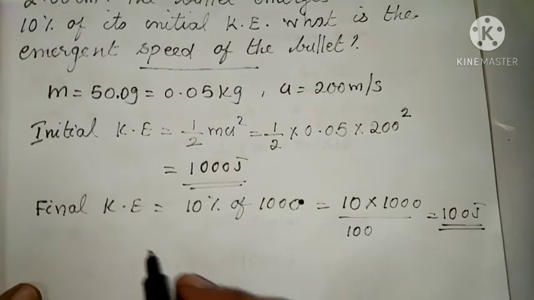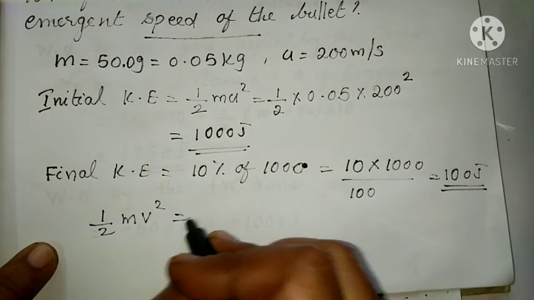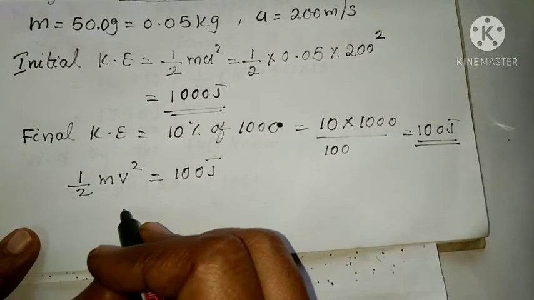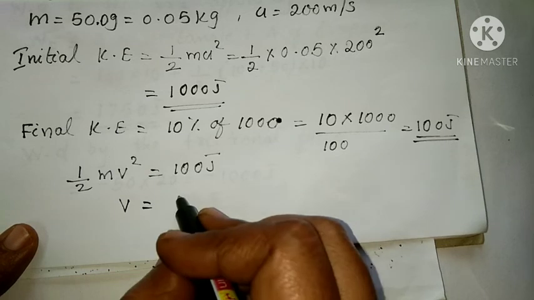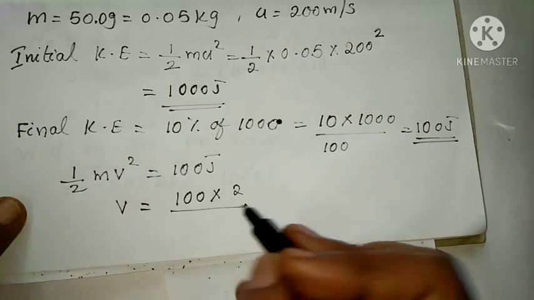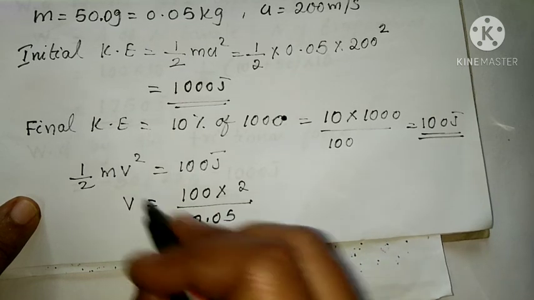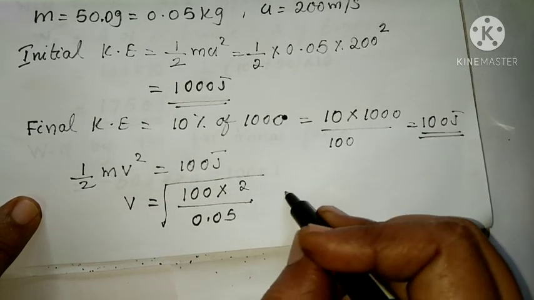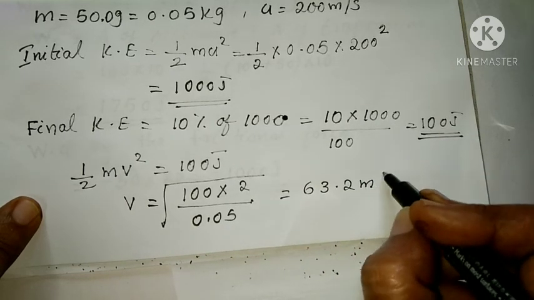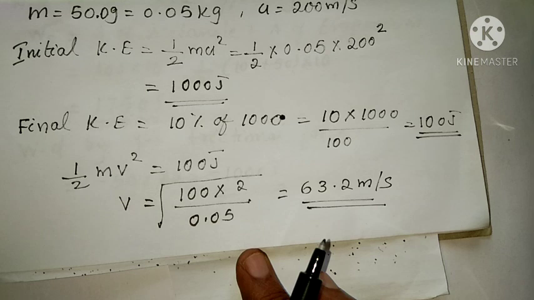So we can find out the emergent speed. What is the final kinetic energy formula? Half m v square equal to 100 joule. From this we can find out v. So v equals root of 100 into 2 divided by mass, which is 0.05, and since it is v square we take the root. So the answer becomes 63.2 meter per second. This is the emergent speed of the bullet. Okay, clear?